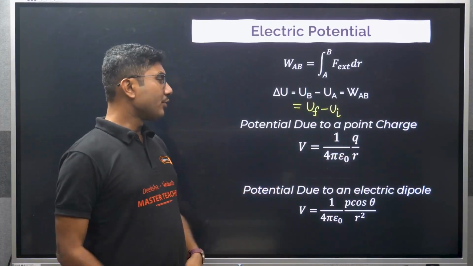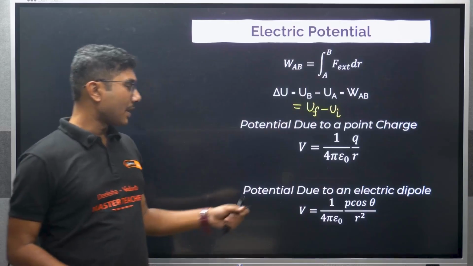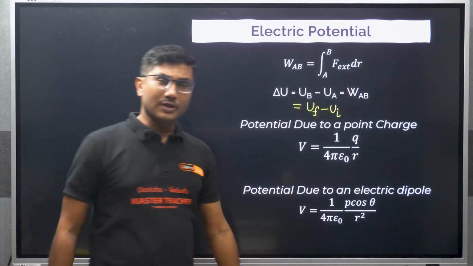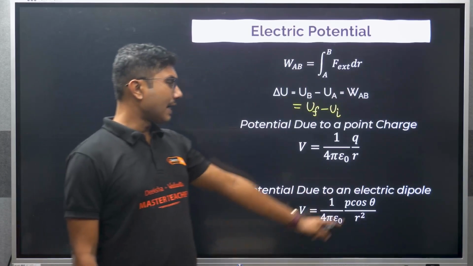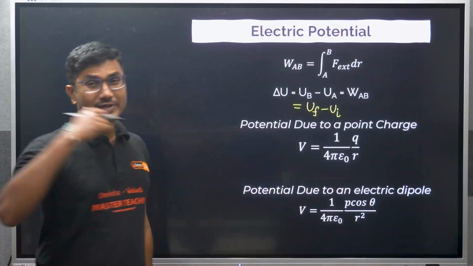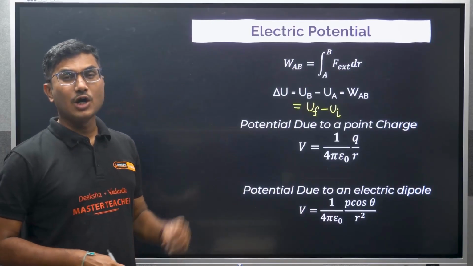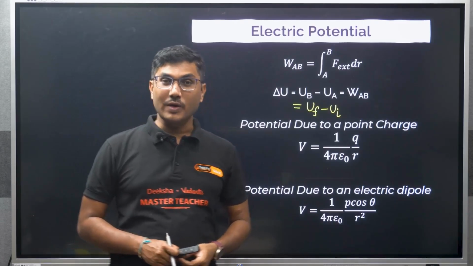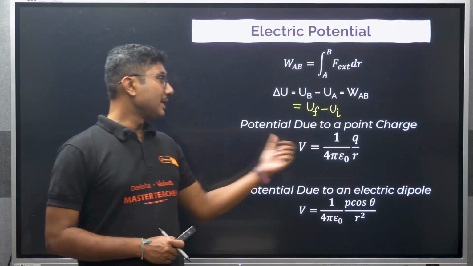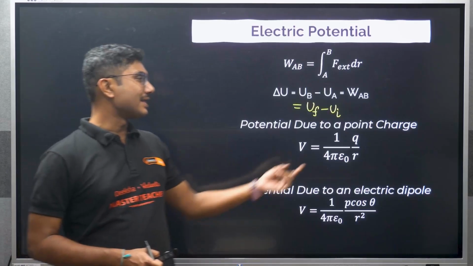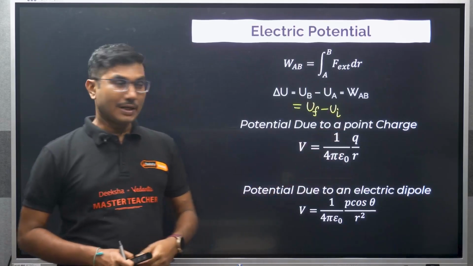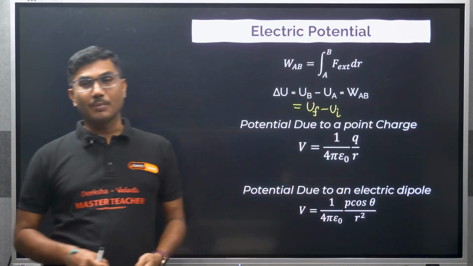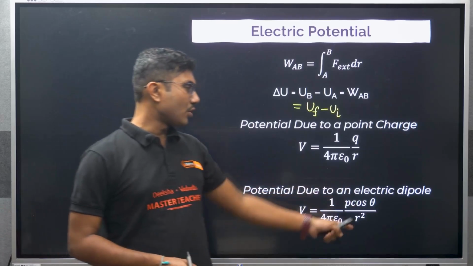The potential due to an electric dipole is given by V equals 1 by 4 pi epsilon naught P cos theta by r square. As you can see, electric field normally varies as 1 upon r square, but due to a dipole it varies as 1 upon r cube. Similarly, potential normally varies as 1 by r, but for a dipole it varies as 1 upon r square.